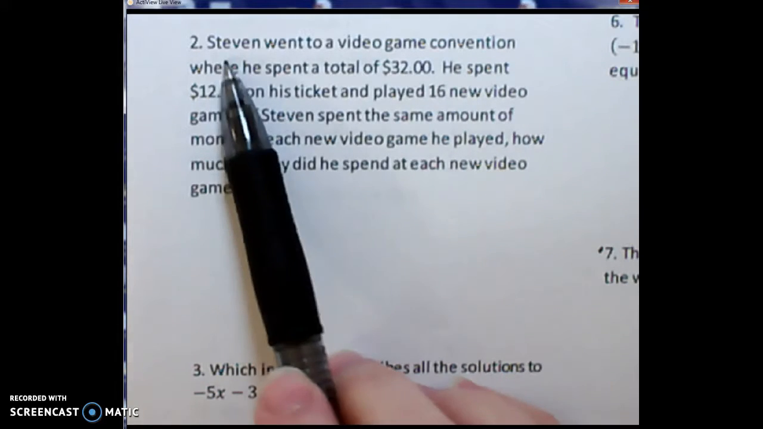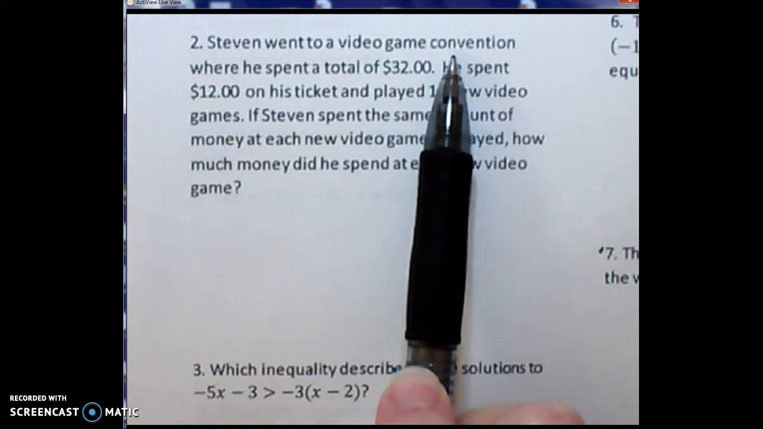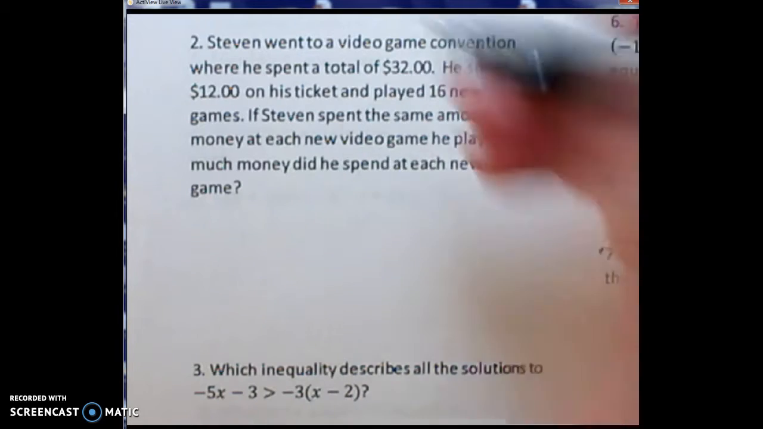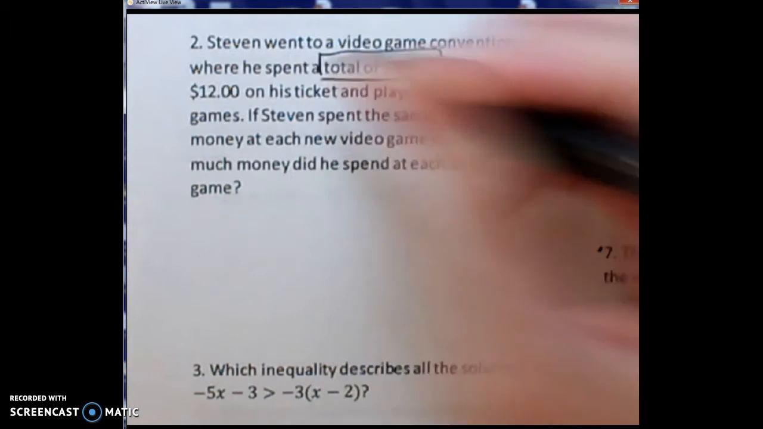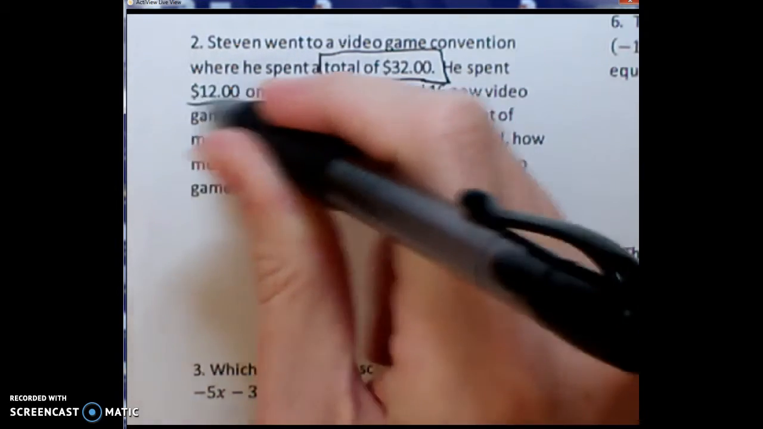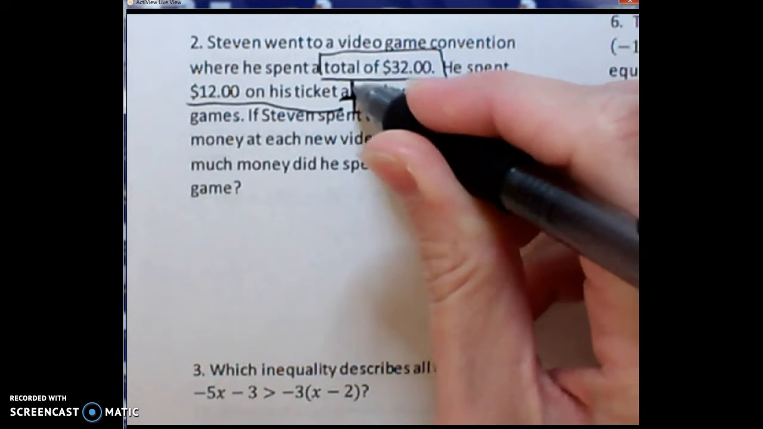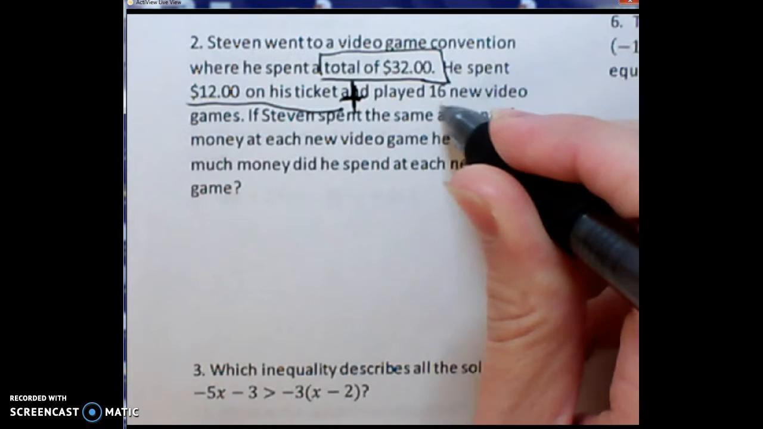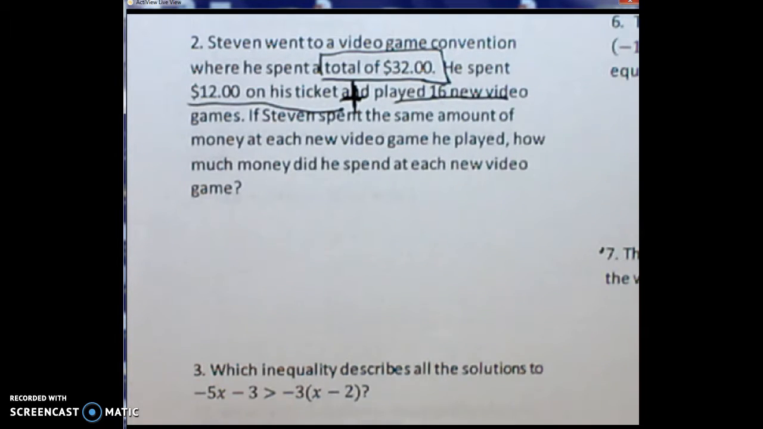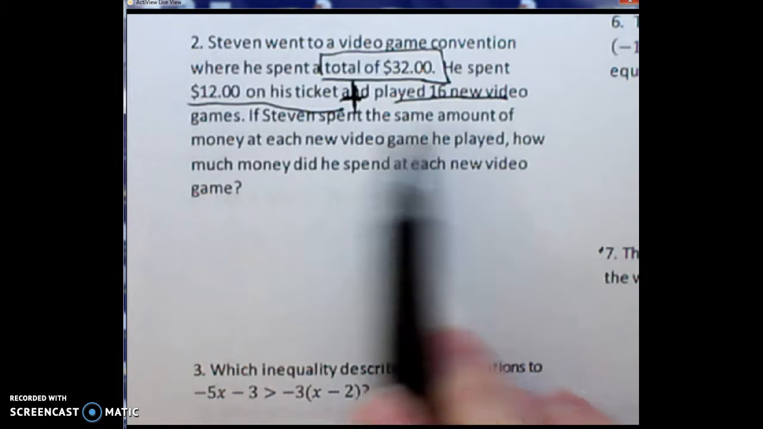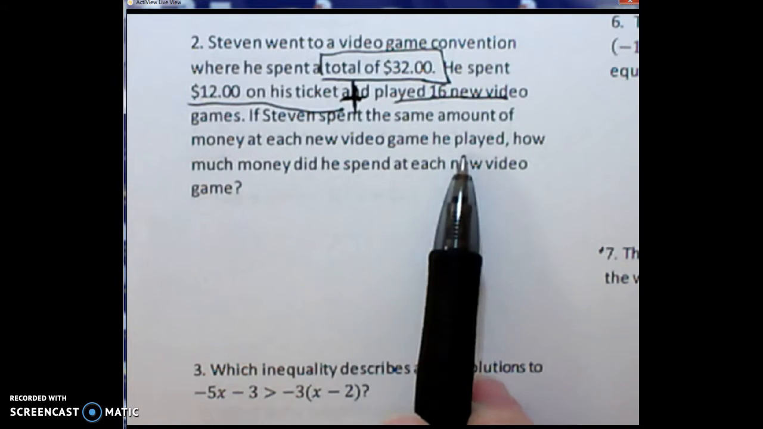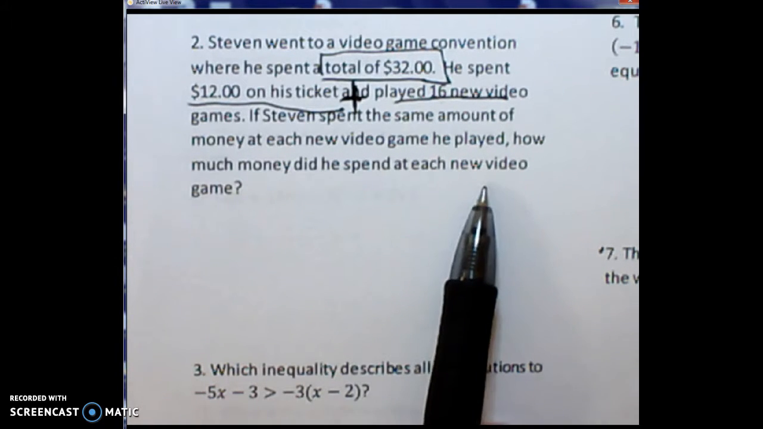Okay, so for problem number 2, it says Stephen went to a video game convention where he spent a total of $32. So this is the first thing that you know here. Total of $32. He spent $12 on his ticket, and played 16 new video games. If Stephen spent the same amount of money on each new video game he played, how much money did he spend at each new video game?